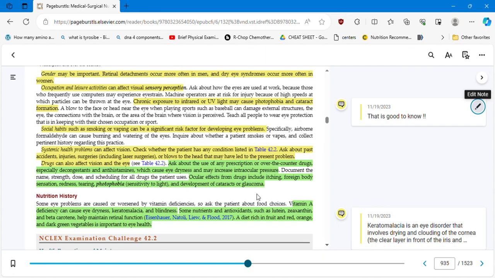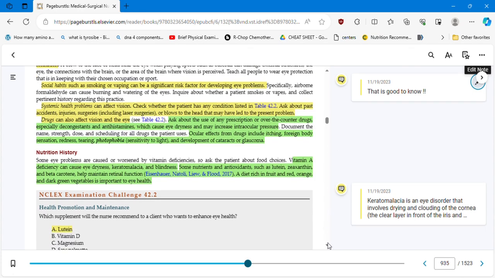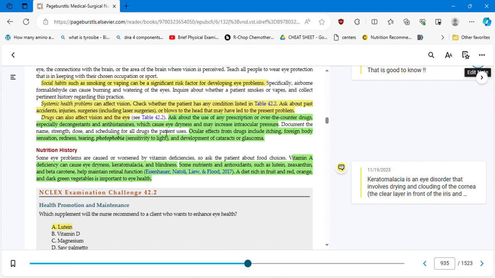Okay. Social habits such as smoking or vaping, or if they are having a lot of social activities like barbecues, you also have to consider that. Systemic health problems can affect vision. Check whether the patient has any condition listed. Ask about past accidents, injuries, surgeries, or blows to the head that may have led to the present problem. Those patients on bicycles without helmets are at high risk.